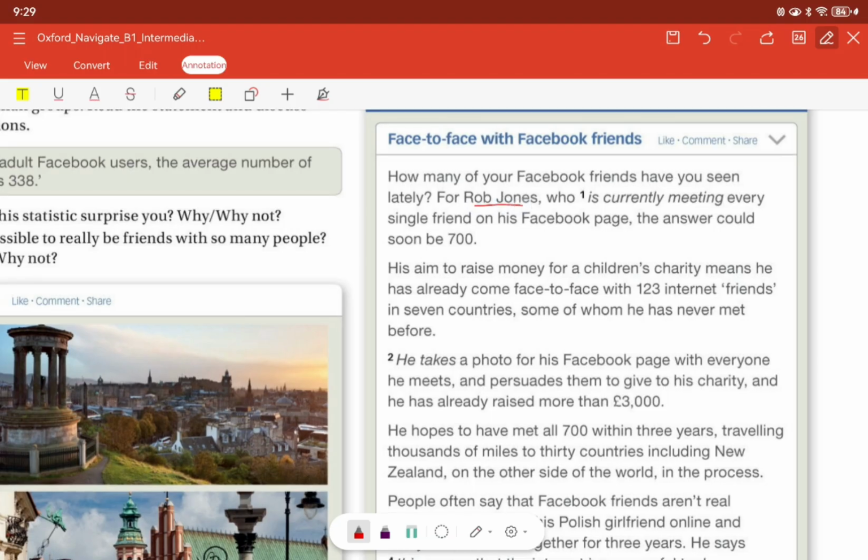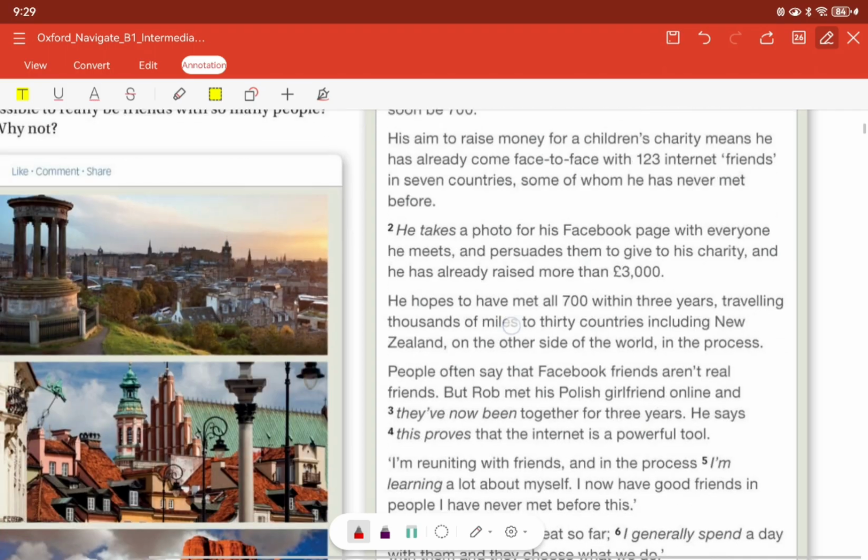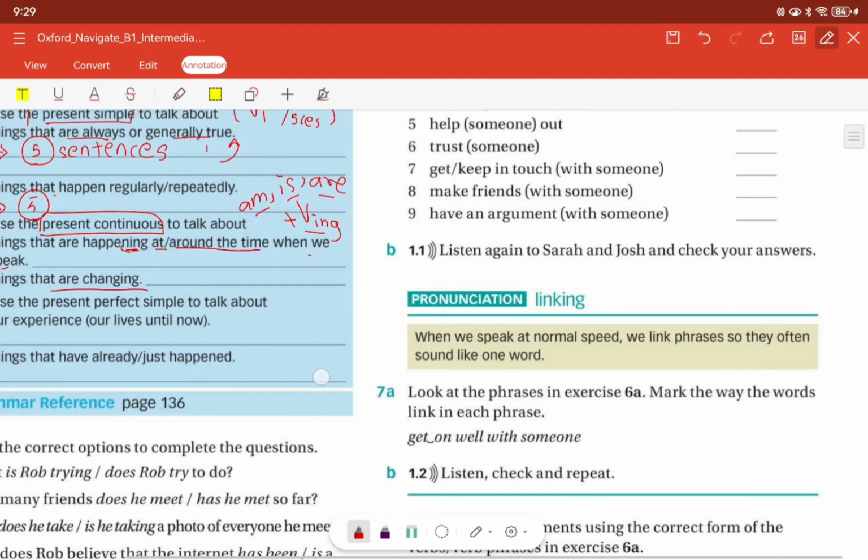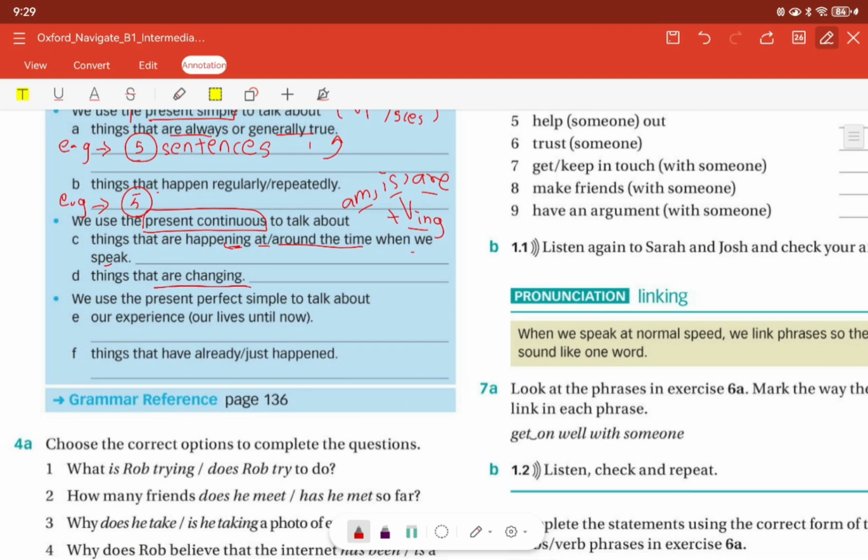For Rob Jones, who is currently meeting every single friend on his birthday, the answer could be "is meeting." When we are speaking, he is not doing the meeting thing, but he is doing something that is a continuous action, like he's still doing it. Okay, so here we say that things are happening at around the time when we speak.